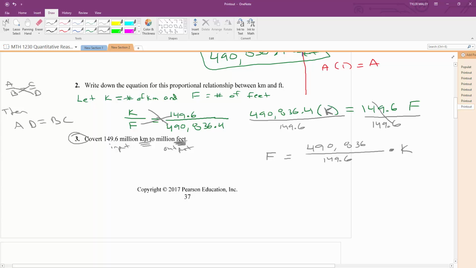149.6 million kilometers to million feet, right? So 149.6 million kilometers is the same thing as 149.6 times 10 to the 6th kilometers, right? So 1 million is 6 zeros, so that's 10 to the 6th power.